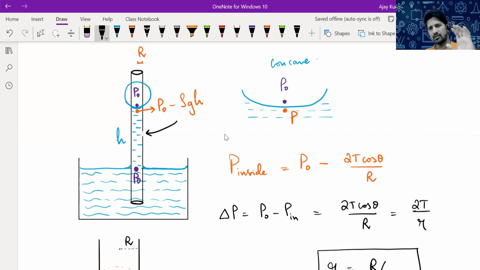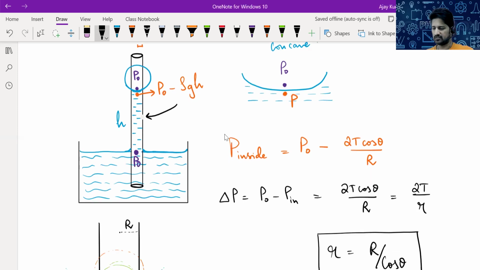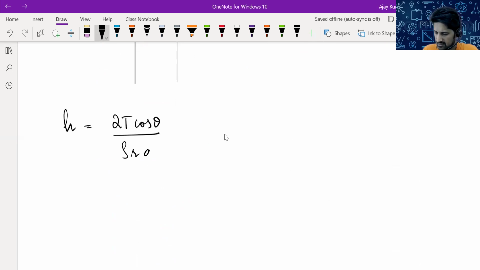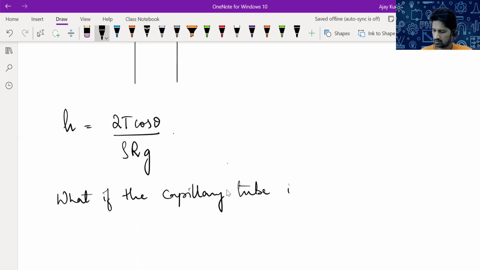Next, if the capillary tube is long enough and it is circular in cross section, then the height to which the liquid rises in the tube is 2T cos theta divided by rho R g, and it settles there, where capital R is the radius of the tube. It would like to rise up to this much height. But what if the tube is not this long? What if the capillary tube is not this long? Think about it.